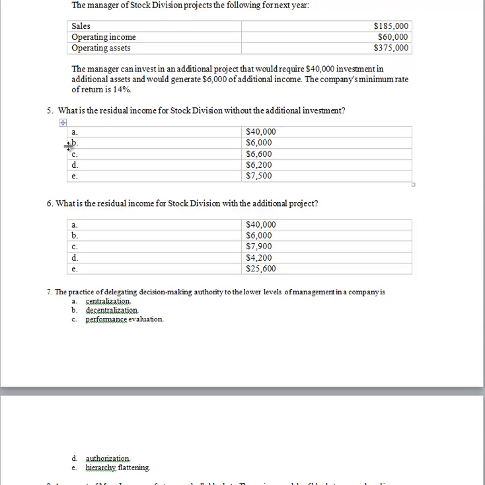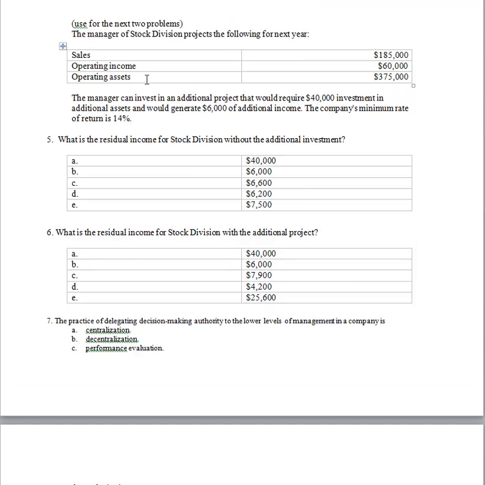Now we want to use this set of facts for the next couple of questions. It gives you your sales information, it gives you income, it gives you assets, and that's what we originally have. Then it says that the manager can invest in an additional project that would require a $40,000 investment in additional assets and would generate $6,000 of additional income.